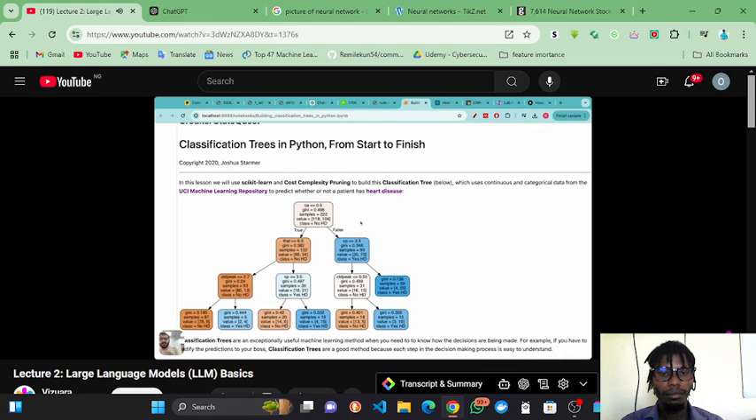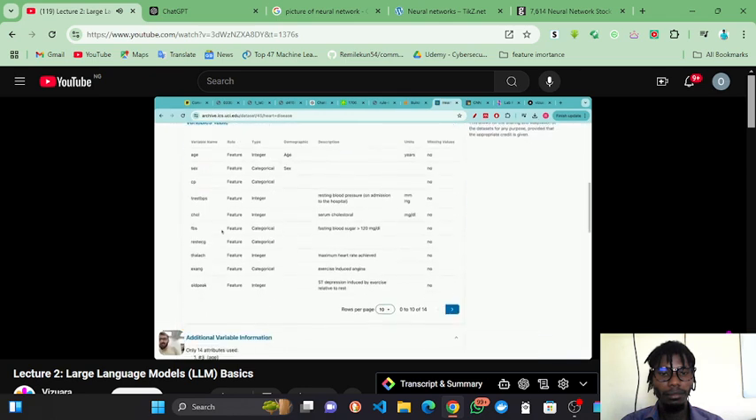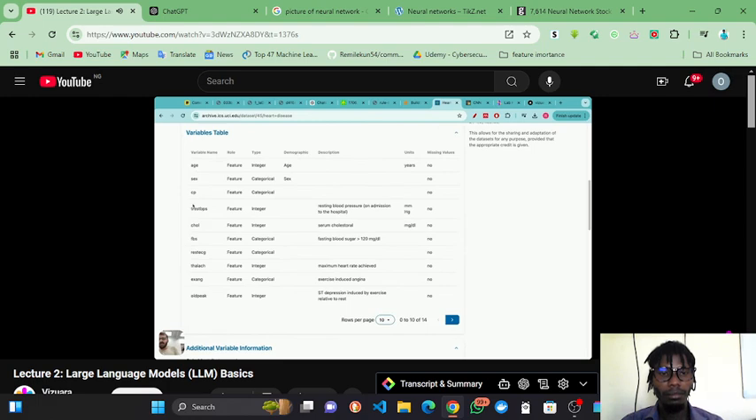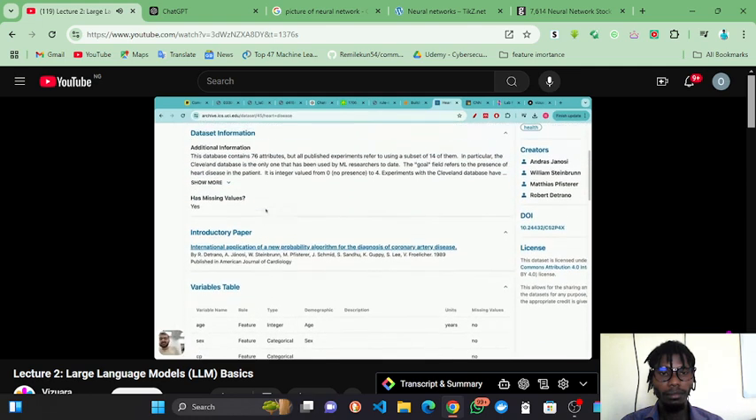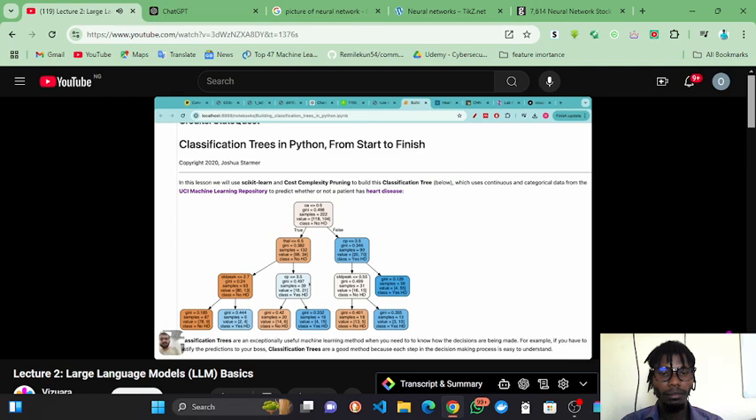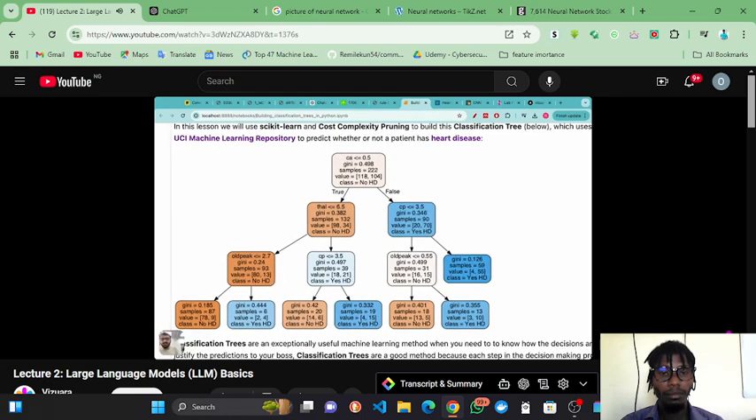Let's say if you want to predict heart disease. So if you have data from 303 patients, and if you are collecting things like age, gender, chest pain, cholesterol level, ECG, etc., you want to predict whether the person has heart disease or not. And you build a decision tree like this. Now, a decision tree like this does not have neural networks at all. This is completely detached from neural networks. So, this is not an example of deep learning, but it is an example of machine learning.